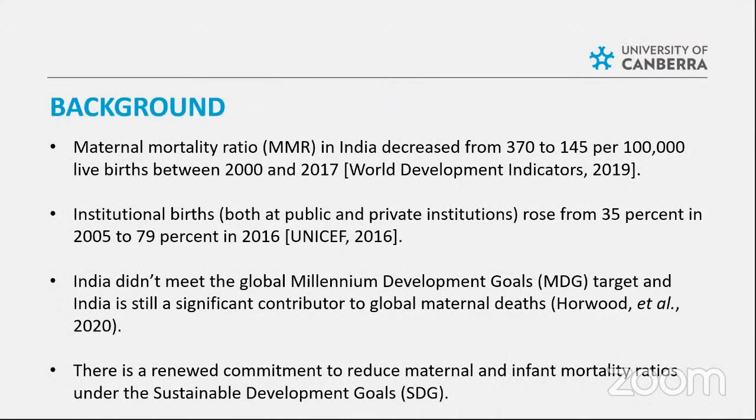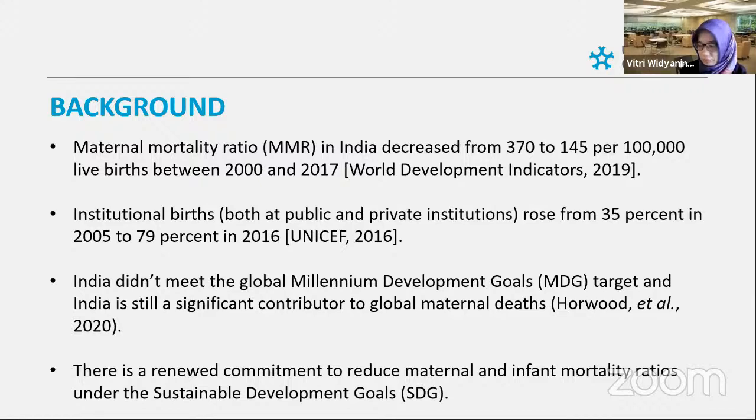Okay, now, as you can gather from the title of our paper is about maternal and child health in India. And there have been significant progress in the maternal health space over the past 2 decades in India. For example, maternal mortality ratio decreased from 370 deaths per 100,000 live births in the year 2000 to 145 deaths per 100,000 live births in 2017, which was quite remarkable. That was over 60% decrease in maternal mortality ratio.